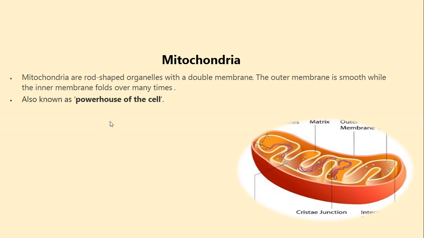Next is the mitochondria. The mitochondria is a rod-shaped organelle. It has a double membrane. The outer membrane is smooth while the inner membrane is folded many times, and it is also known as the powerhouse of the cell. Generally, mitochondria help to provide the energy.